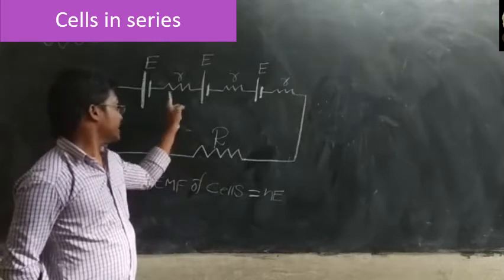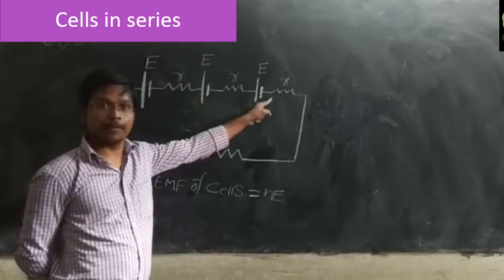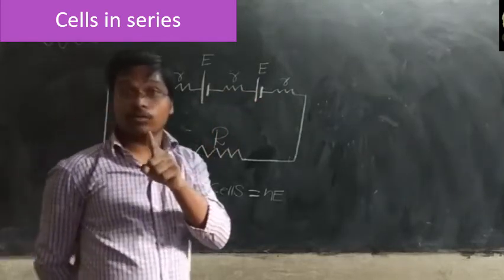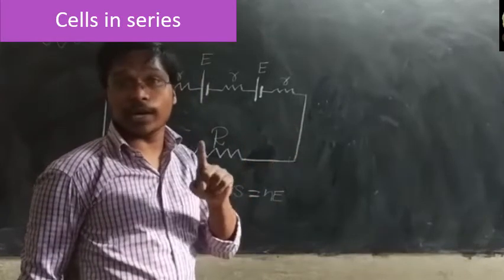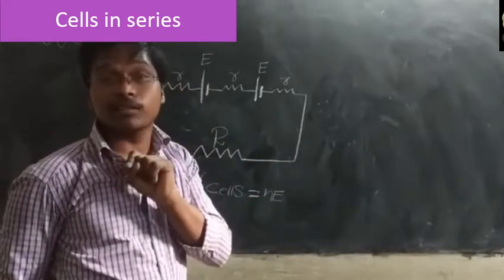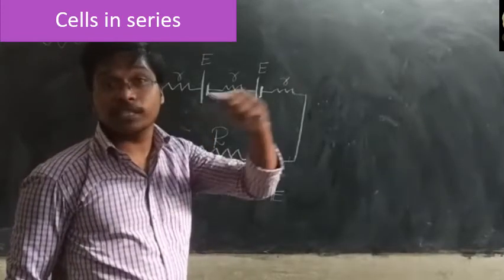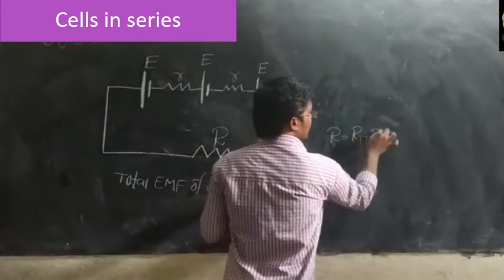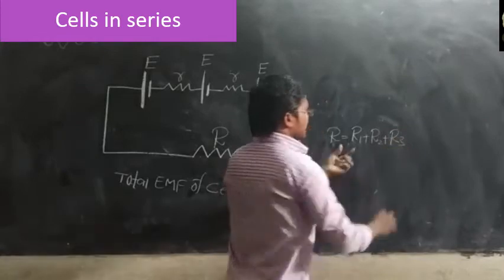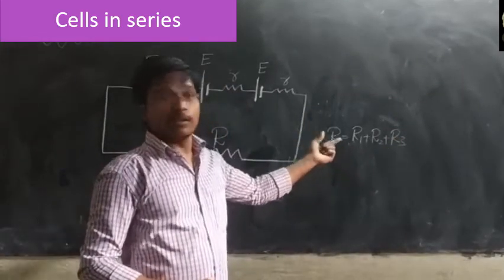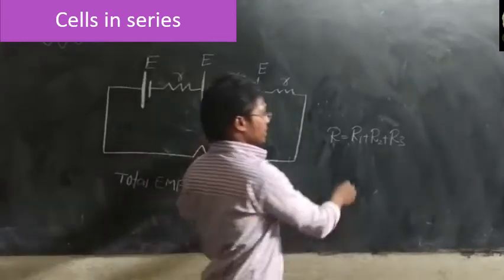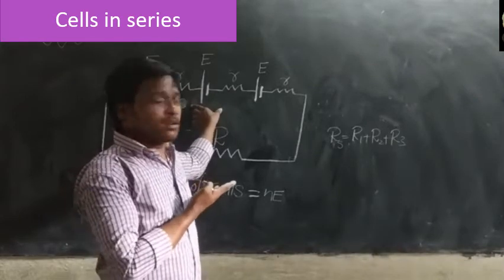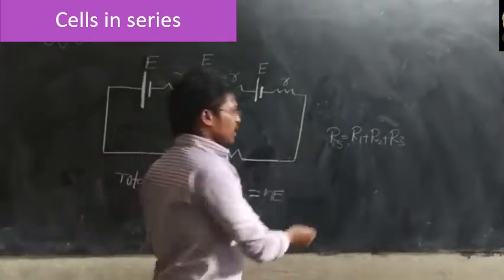So here, these three are in series format. This resistor and this resistor and this resistor are all in series format. Already, maybe 2 or 3 classes before, I explained the series combination of resistors. What is the expression? R is equal to R1 plus R2 plus R3. So this is the series combination of resistors expression. So these 3 resistors are also in series, right? So I can use this expression.